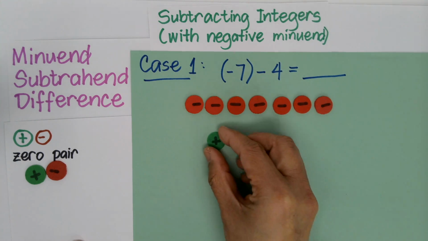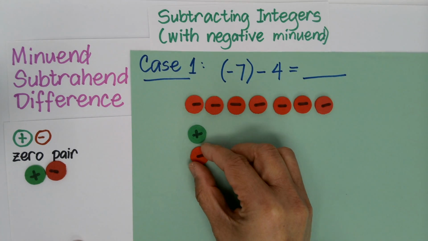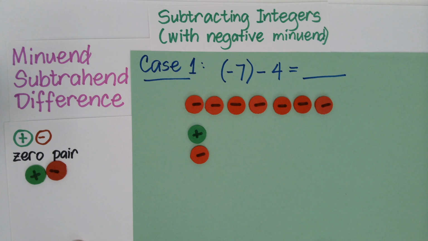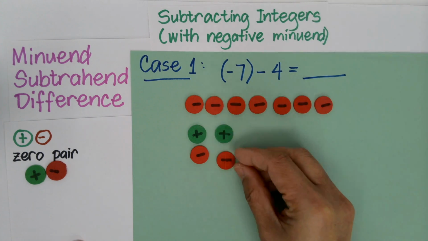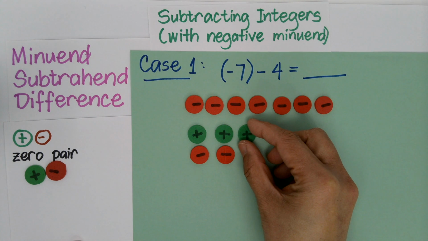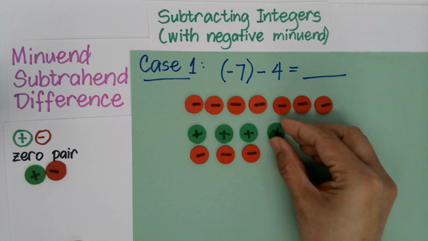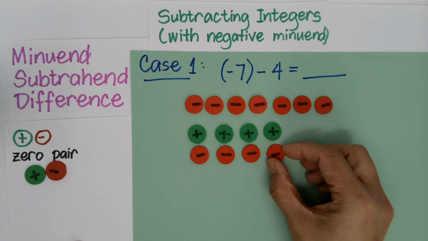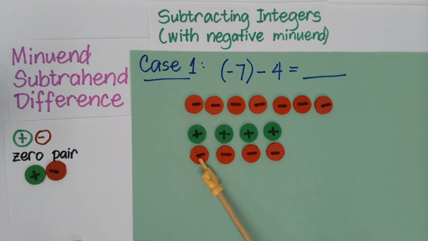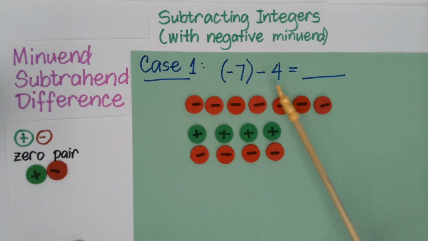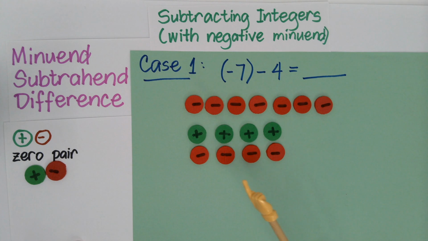So this is 1 positive, 1 negative. Okay, so this is 1 zero pair. And this is another zero pair. And we need 4 zero pairs so that we will have 4 positive discs. Okay, so there you go. Even though we brought in 4 zero pairs, the value of this representation is still negative 7, because each of these zero pairs has a value of 0. And 0 plus any number will just be that number.